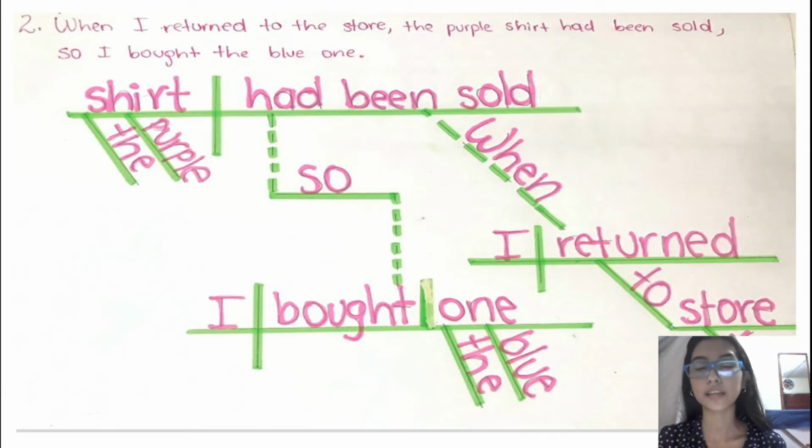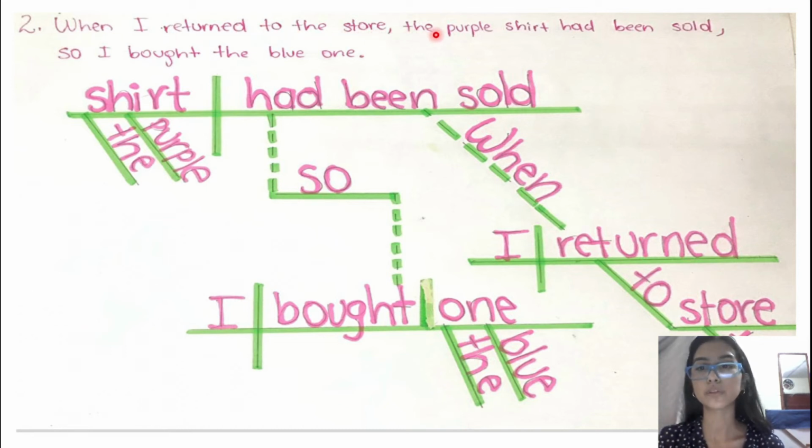The second sentence is a compound complex sentence. It has two independent clauses and one dependent clause. The first independent clause is the purple skirt had been sold. And the second one is so I bought the blue one. The dependent clause is when I returned to the store.